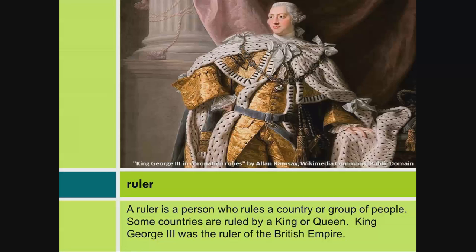Ruler. A ruler is a person who rules a country or group of people. Some countries are ruled by a king or queen. King George III was the ruler of the British Empire.